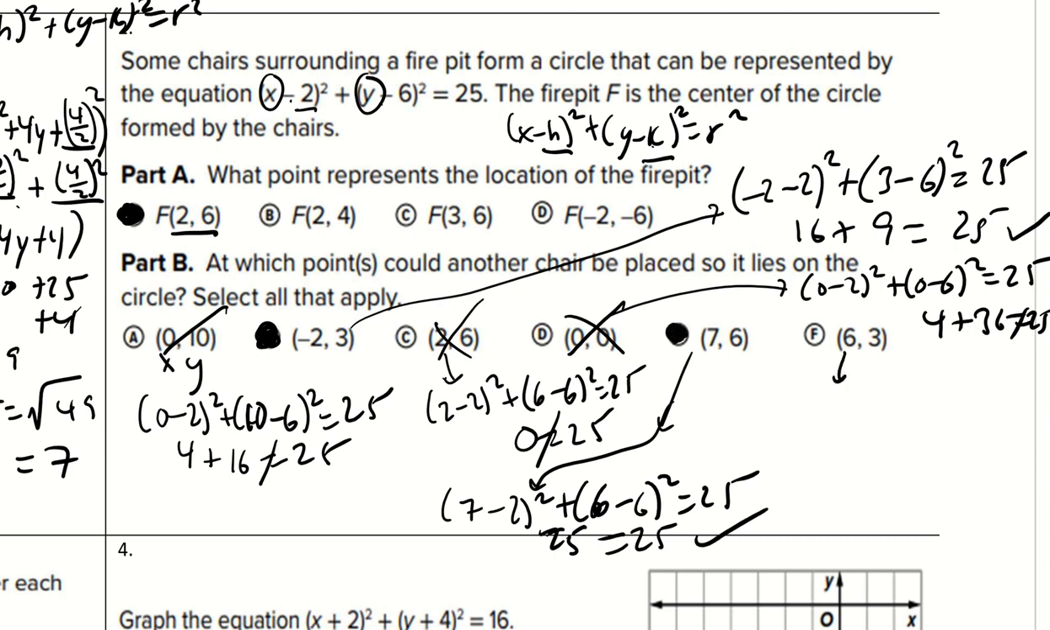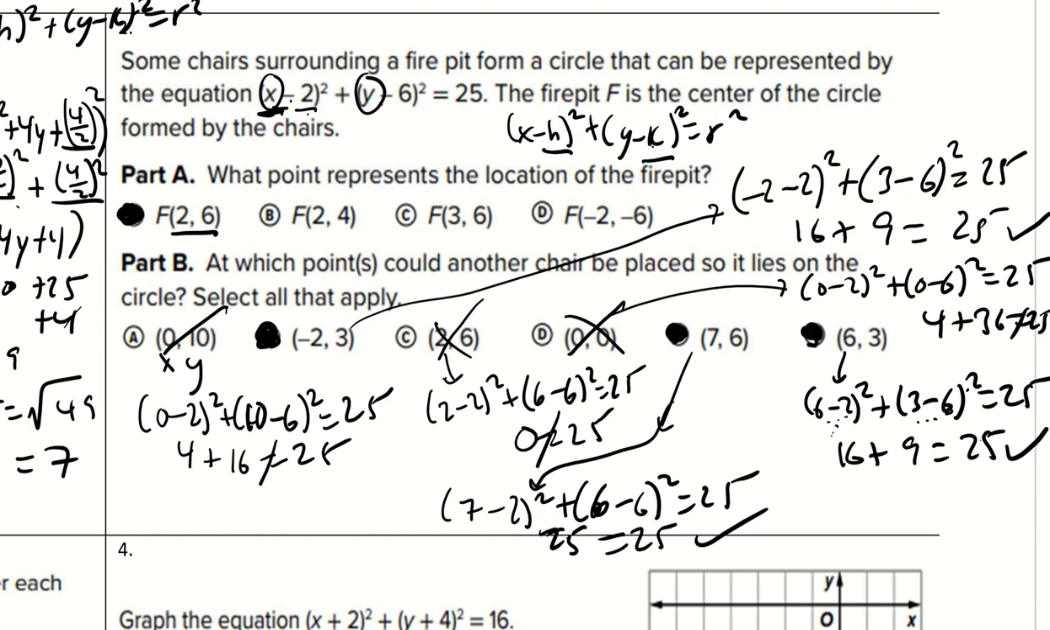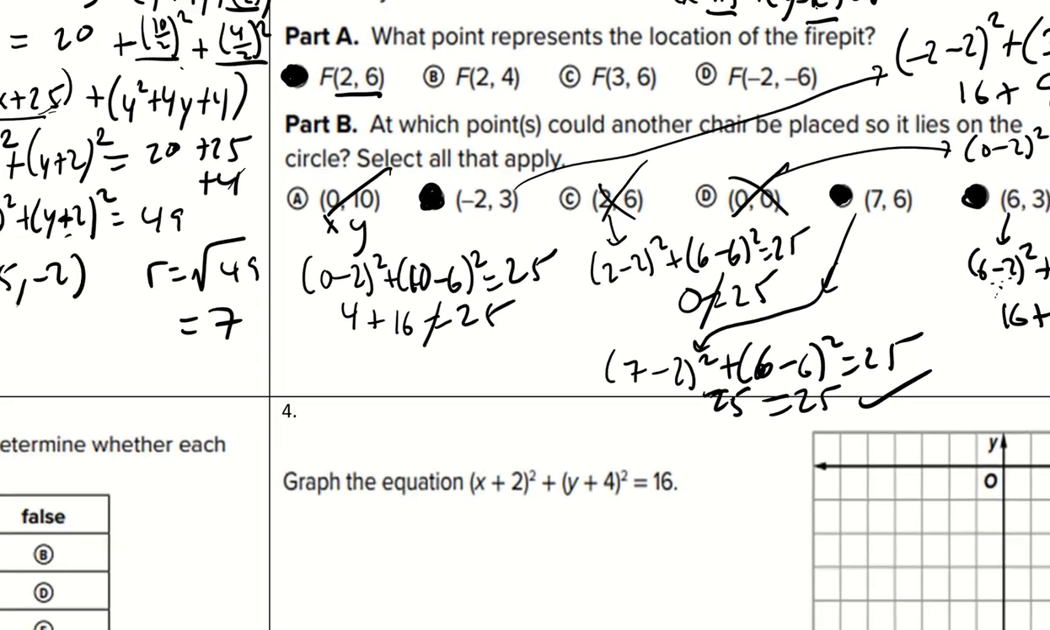And then last one, we got to plug it into here. 6 minus 2 squared plus 3 minus 6 squared equals 25. So 6 minus 2 is 4. 4 squared is 16. 3 minus 6 is 3. 3 squared is 9. 16 plus 9 is 25. Yes. All right, so that's how you know if given a point, if it lies on the circle, is if it satisfies the equation of the circle.